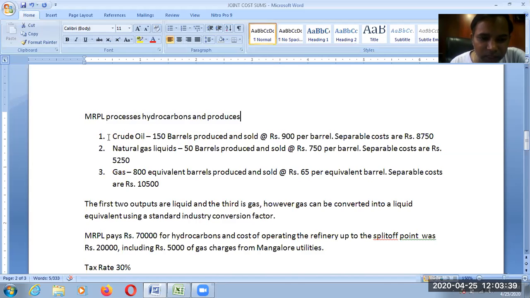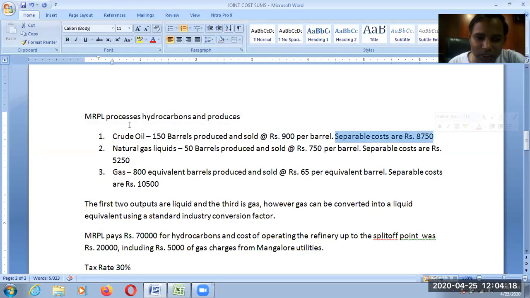So this is the sum given. MRPL is producing hydrocarbons, and MRPL is producing three different products. One is crude oil. I had summarized the data here only. MRPL processes hydrocarbons and produces crude oil, natural gas liquids, and gas. These are the three products that the company is producing by processing hydrocarbons. The quantity produced is given and the selling price is also given. Along with that, there is a separable cost given for each of the products.